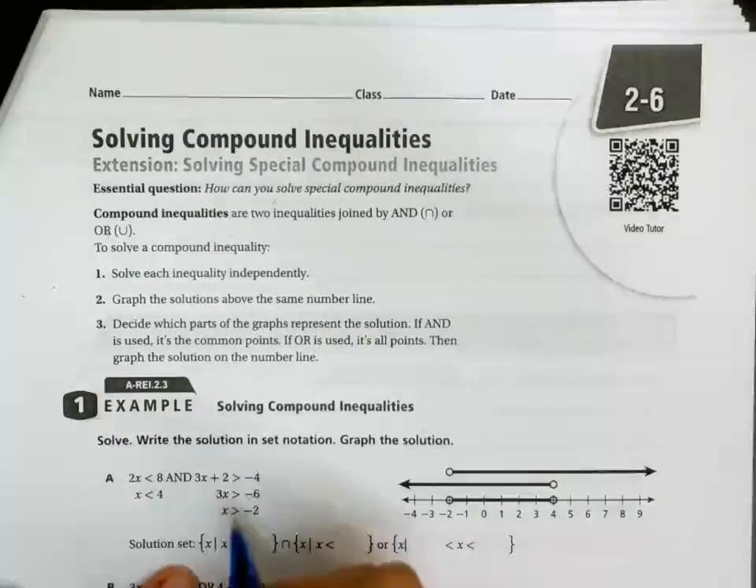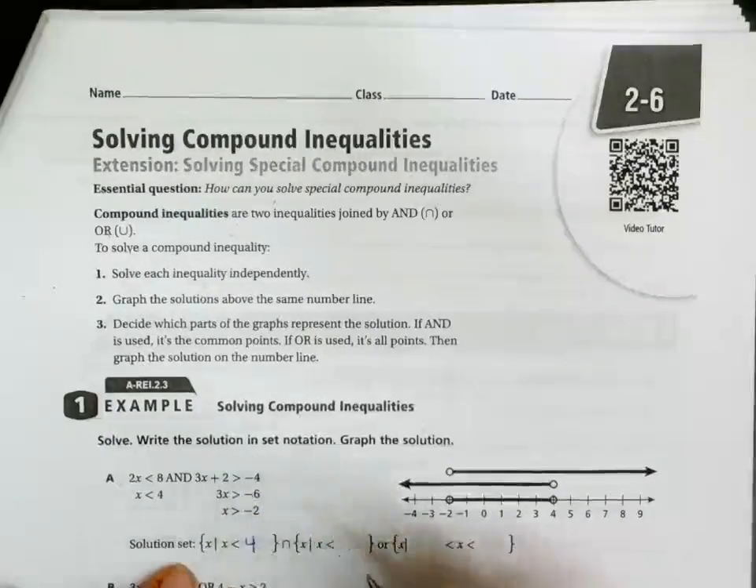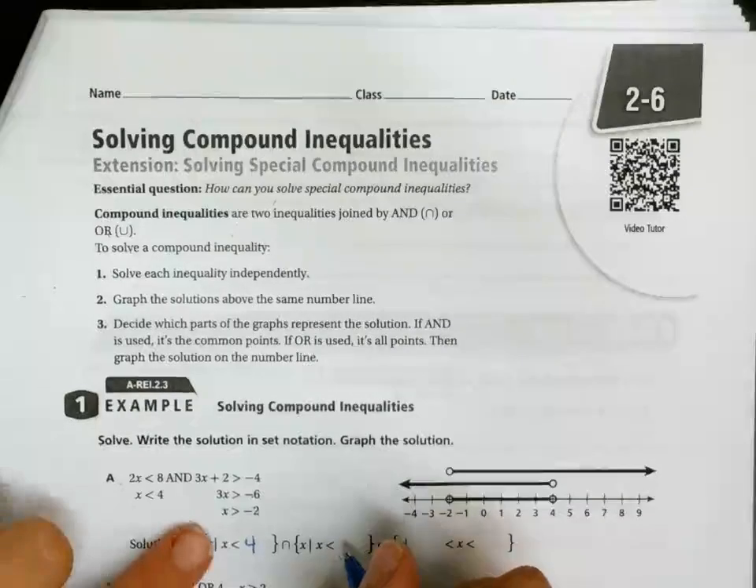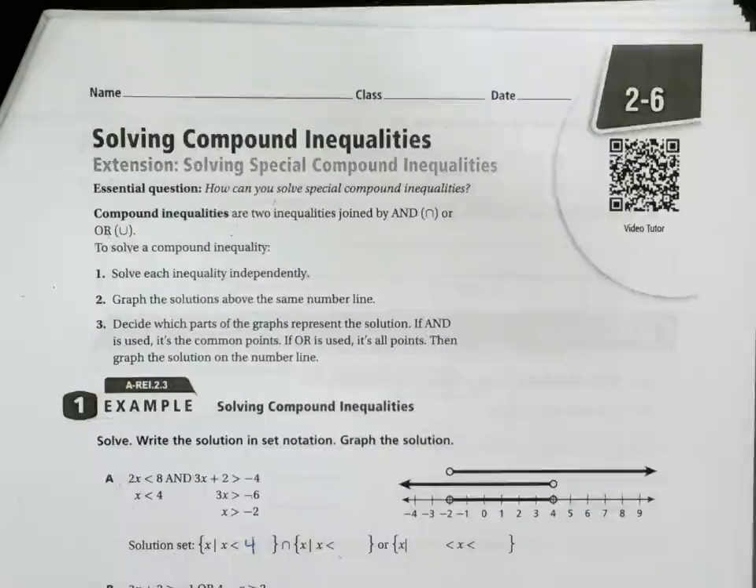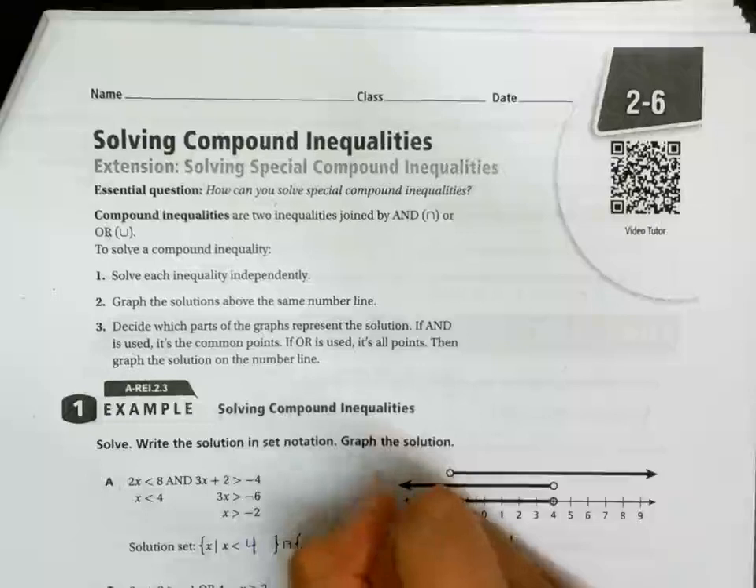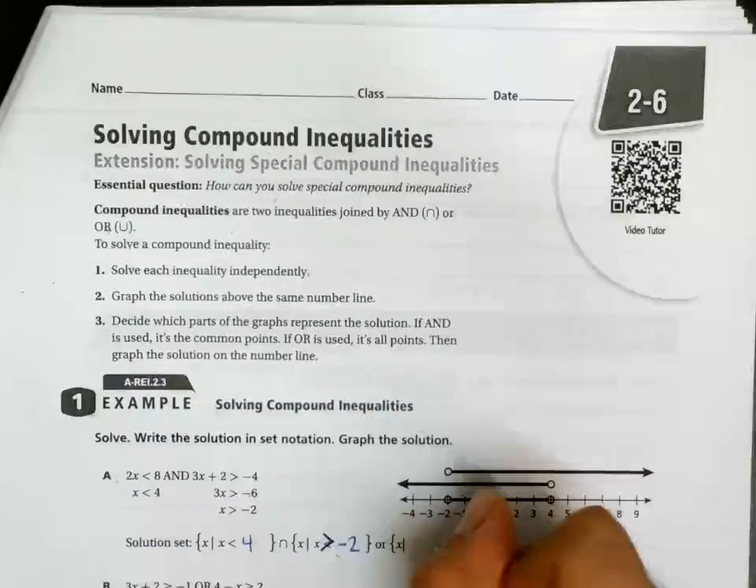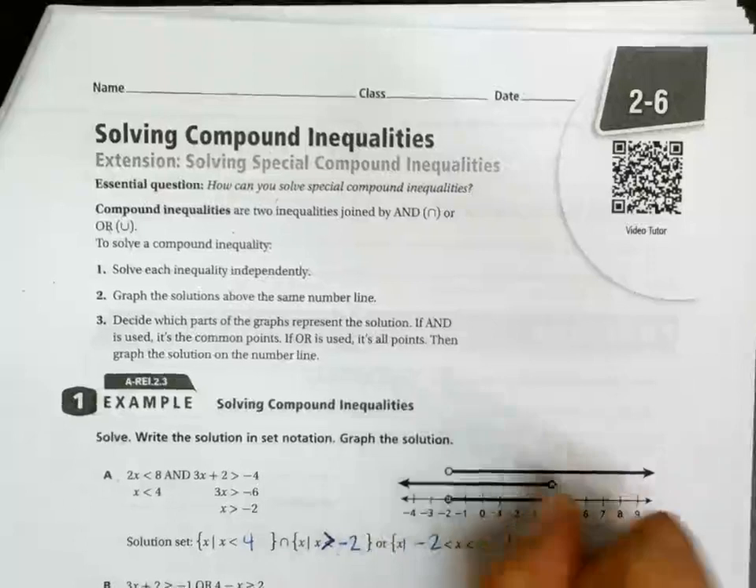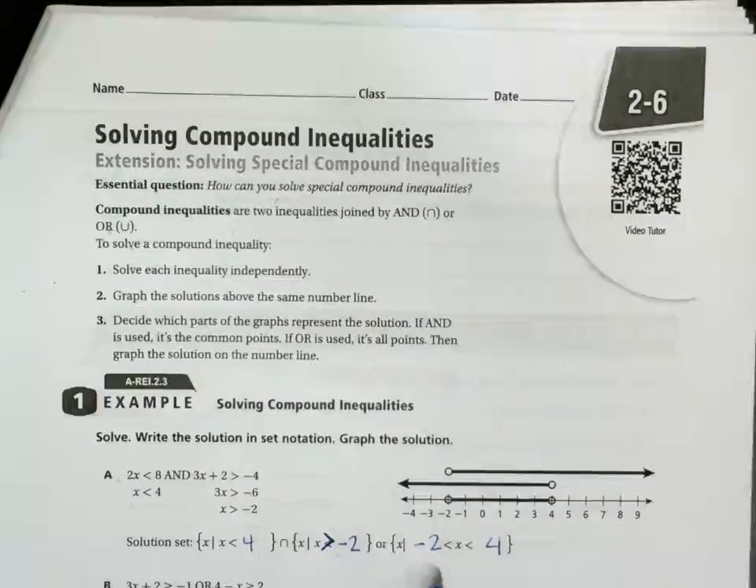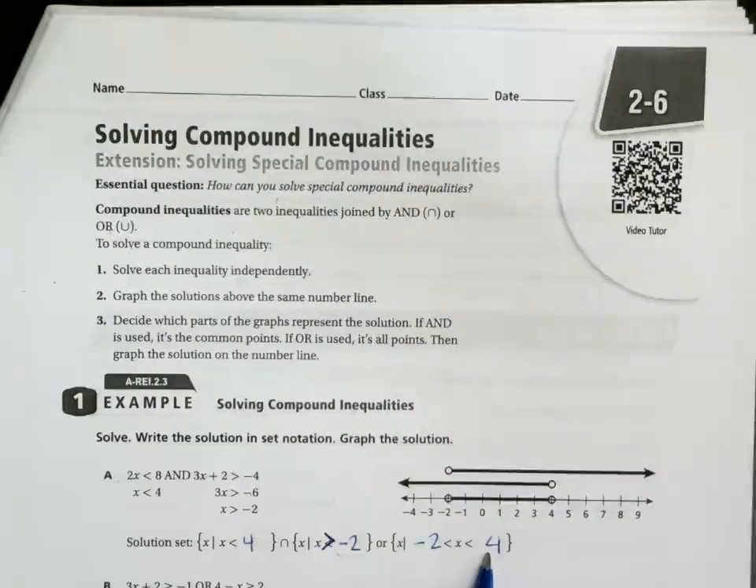x such that x is less than 4, and x such that x is greater than -2. They messed up, they should have had that as greater than -2. That's a typo. Okay? Or you can write it together. You can write it as x such that it's between -2 and 4. So -2 is less than x, which is less than 4.